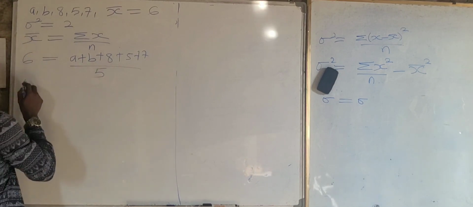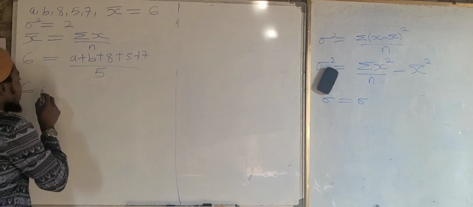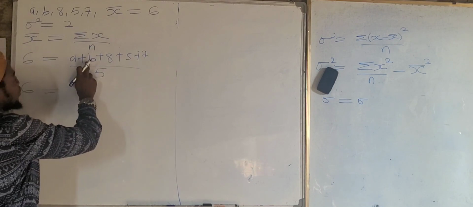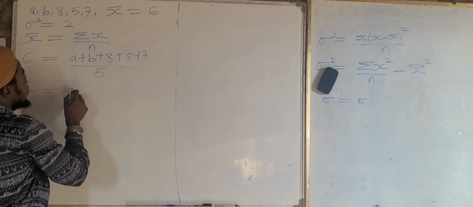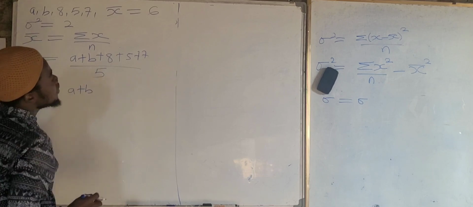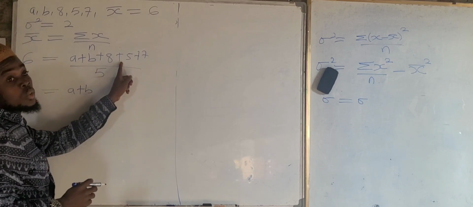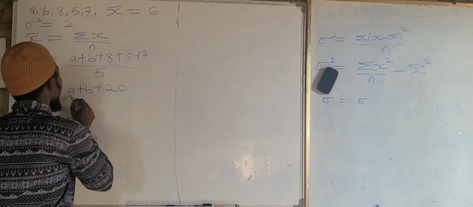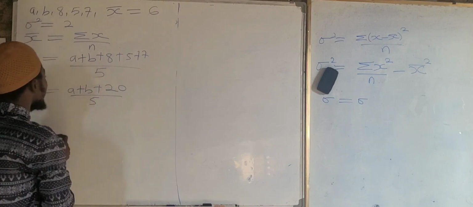So we have 6 equal to, let's bring the variables to one side, eh? Yes, sir. What do we have now? We have A here plus B, plus 3, right? Yes, sir. Now, this guy here, what do we have now? 20, is it not 20? Yes, sir. It is. Good. Plus 20 all over 5.